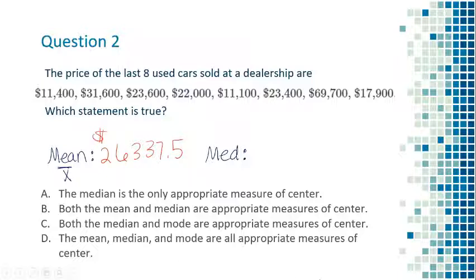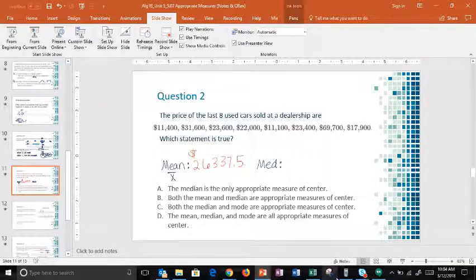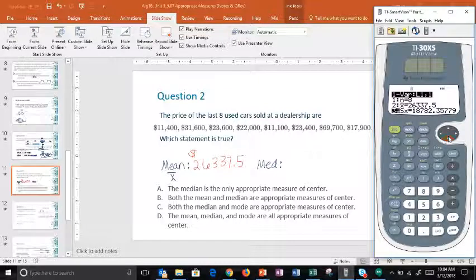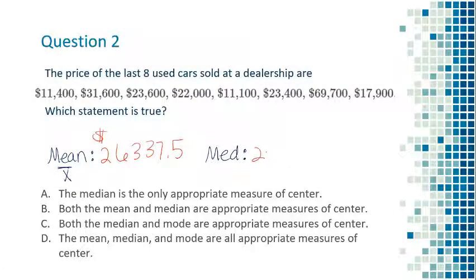Now, if you were to pull up your calculator again and you scroll down until you get to the median. So there's the median, 22,700. Okay, so there's my two values.